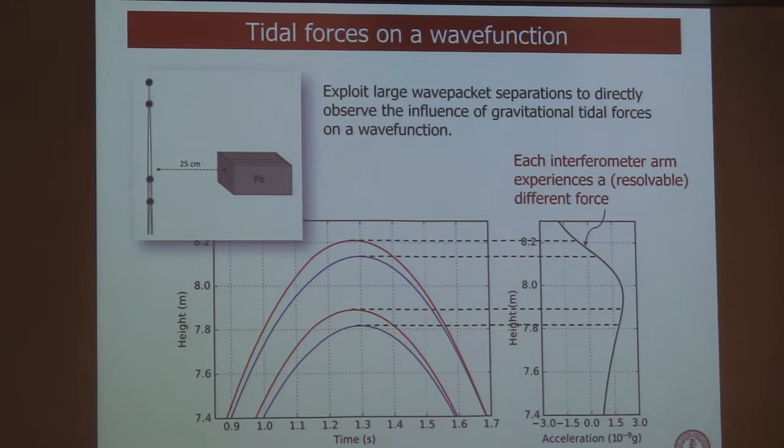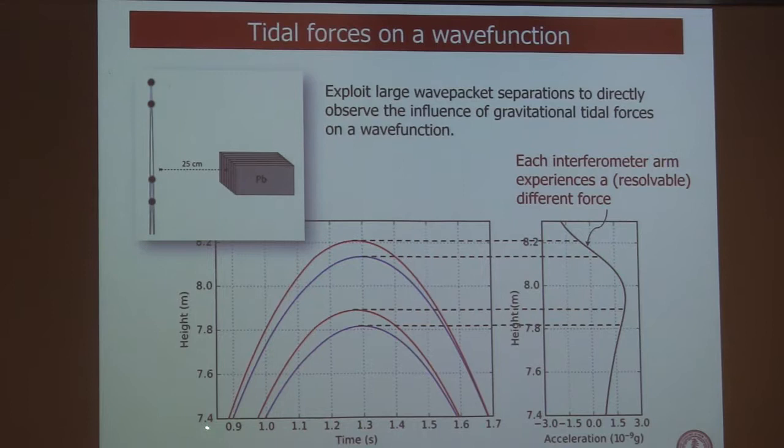What's happening is these wave packets are flying up in two interferometer loops. They're separating by 12 centimeters. And the lead bricks are sitting right here. The gravity gradient from the lead bricks is going to be different at this location from that location, depending on where I launch these interferometers. And I'm going to measure the gravity gradient from those bricks by their quantum phase shift.